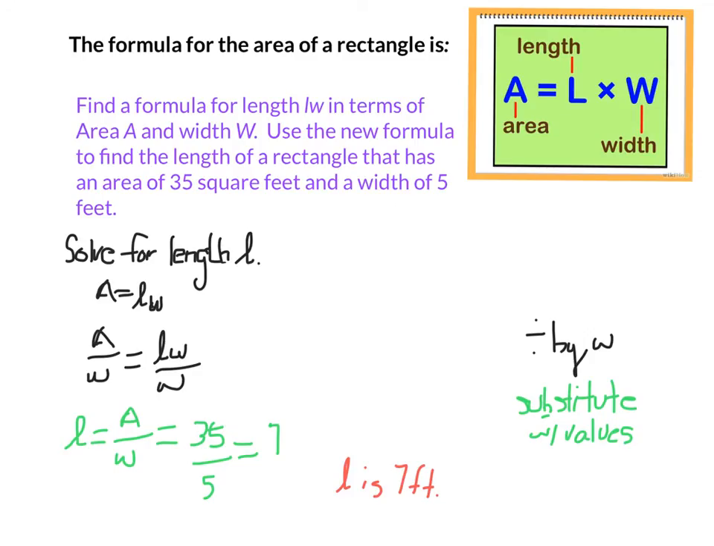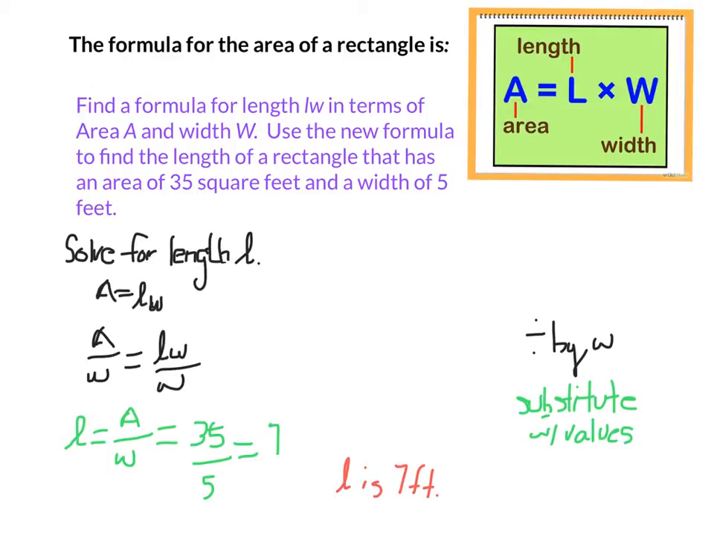The next thing we want to do is solve and use an area formula. This time we're going to do it with a rectangle. It says the formula for the area of a rectangle is A for area equals length times width, and find the formula for the length L in terms of the area A and width W. So the first thing we want to do is find the formula for length.